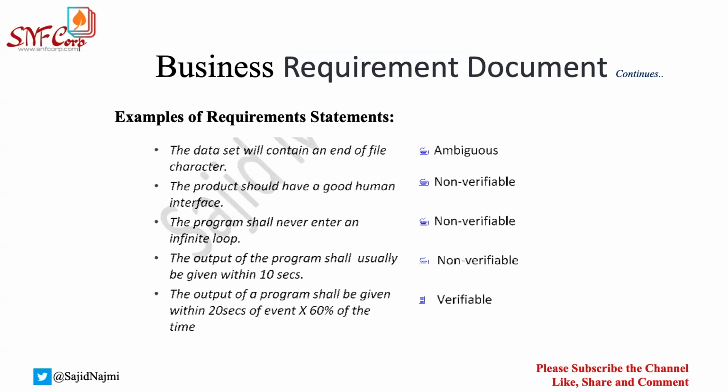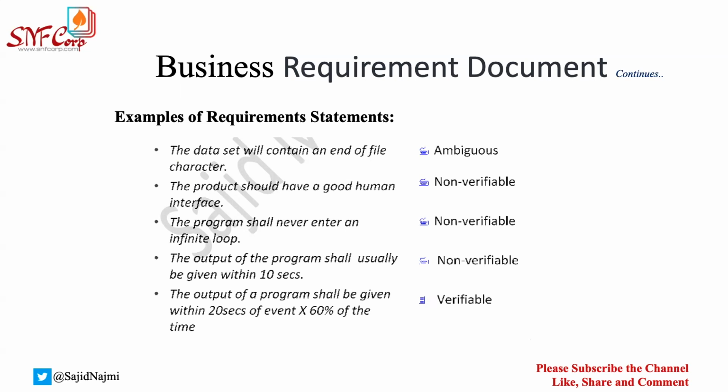Right. So here's an example of the requirements. The data set will contain an end of file character. This is ambiguous. We don't know what it means. It doesn't tell us in detail. The product should have a good human interface. This is again non-verifiable. How would you verify? What do you mean by good human interface? So if you're writing this kind of requirement, you should avoid it. These are not clear statements.